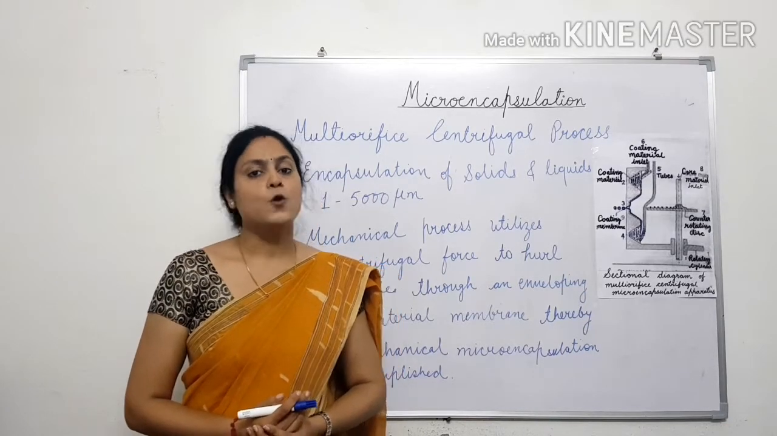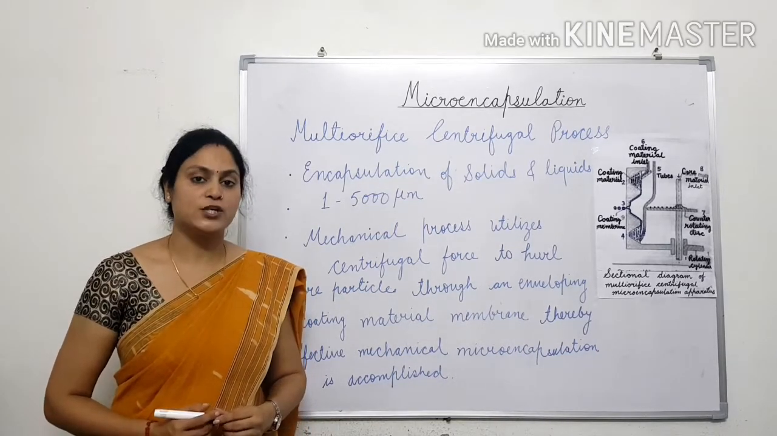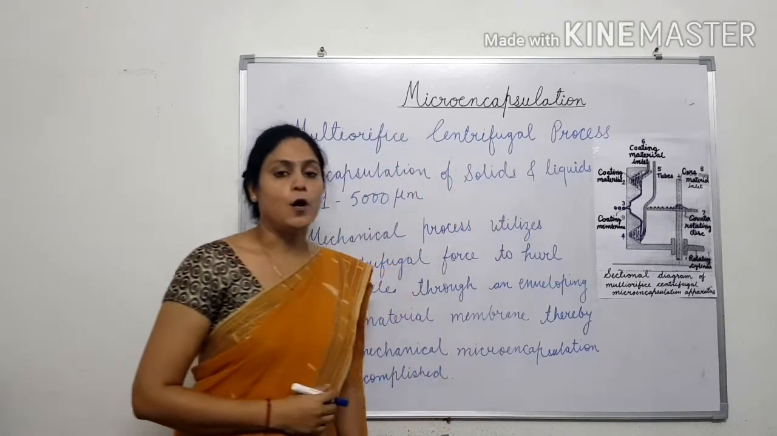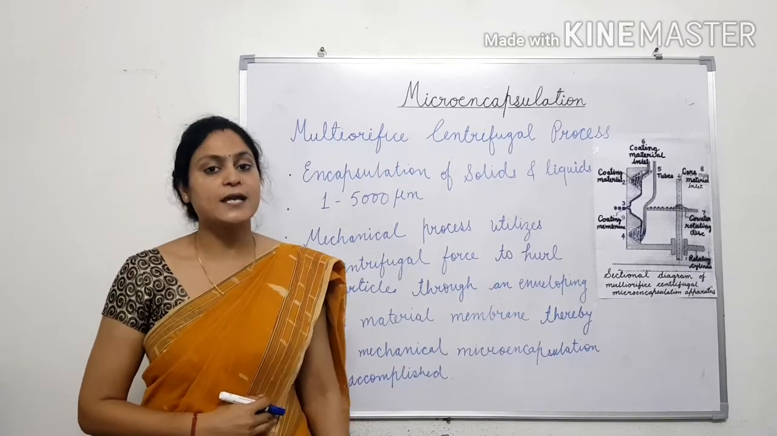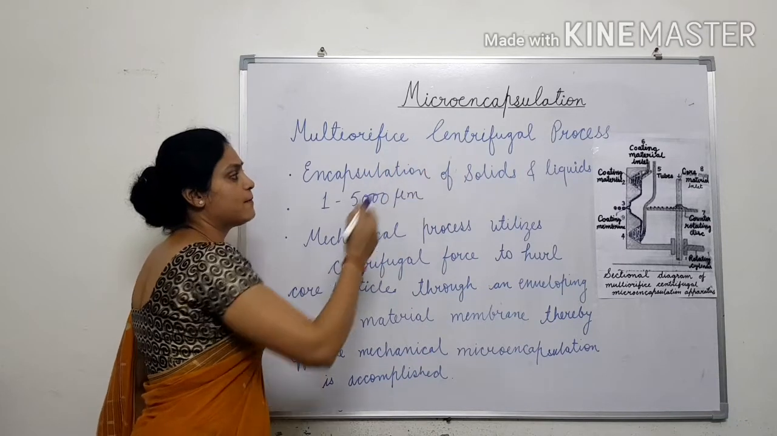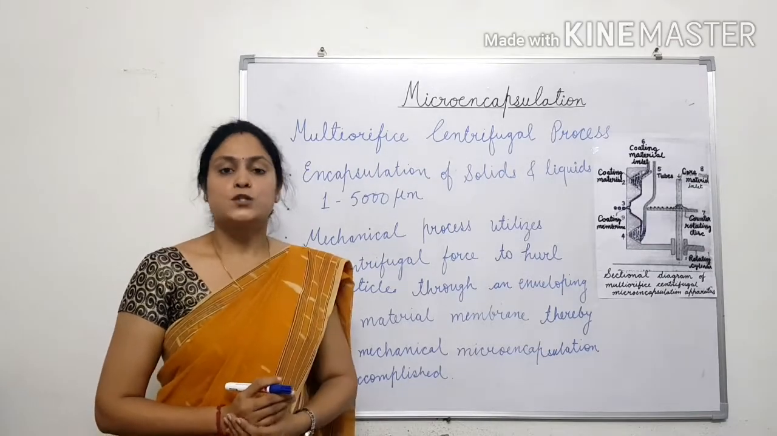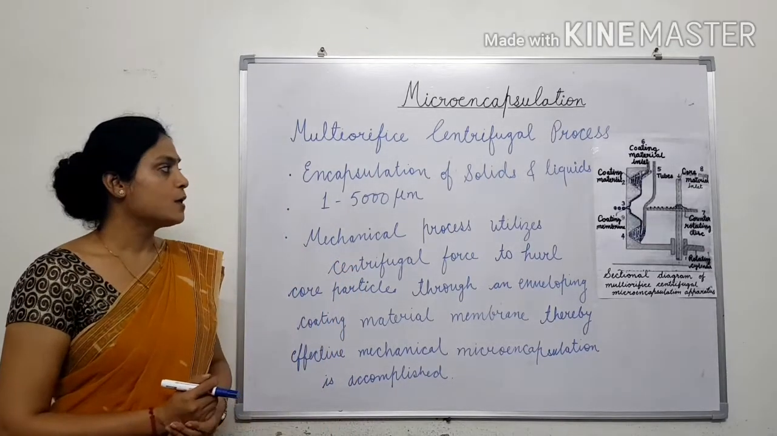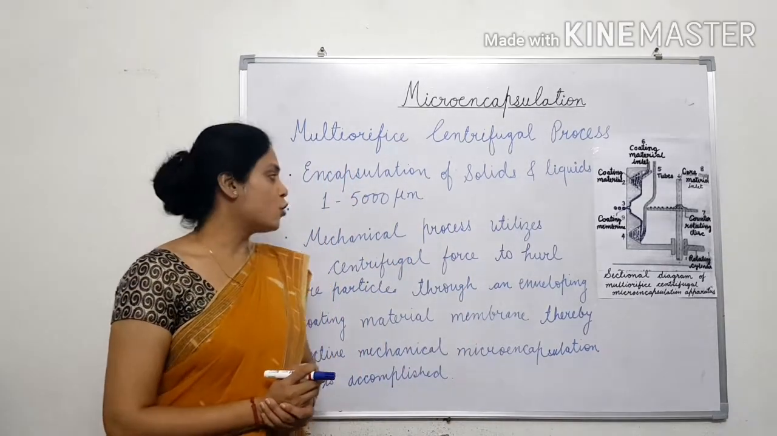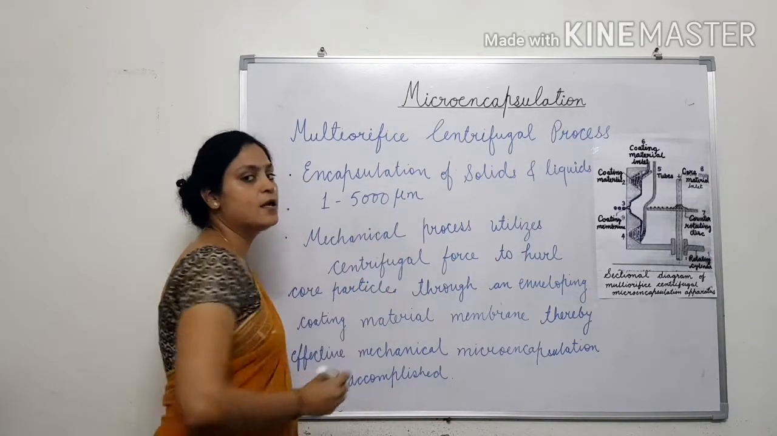In today's session, we are going to discuss another technique of microencapsulation, that is the multi-orifice centrifugal process or multi-orifice centrifugal casting method. This method is used for the encapsulation of solid core materials or liquid droplets. The core material exists as liquid droplets of size ranging between 1 micron to 5000 microns.